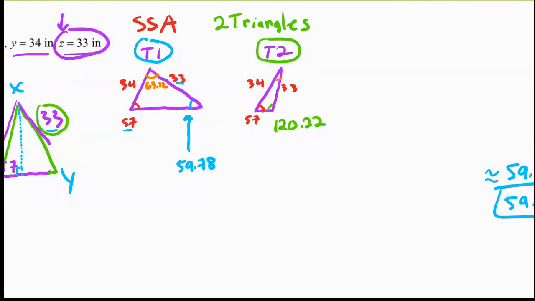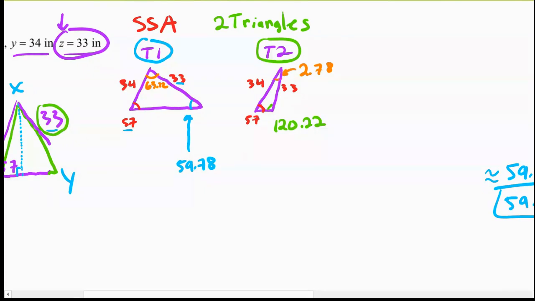And then for triangle 2, I'm going to do the same thing. 180 minus 120.22 minus 57. Wow, is that right? That is a tiny angle. So that angle is 2.78 degrees, which is tiny. But I guess it makes sense because these two side lengths are so close together. So the angle here is 2.78.